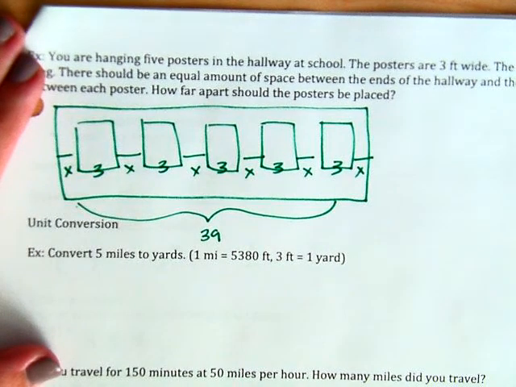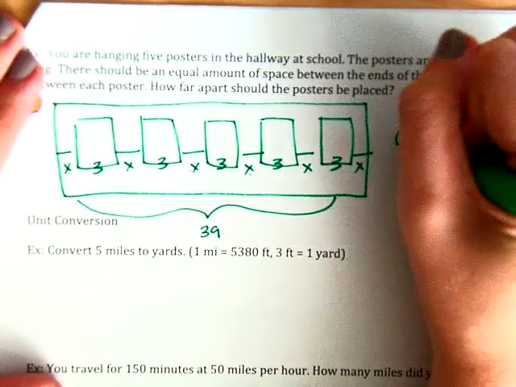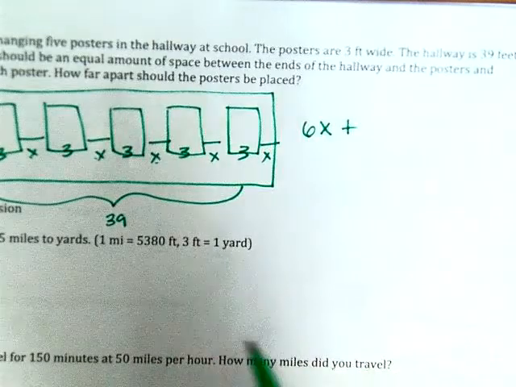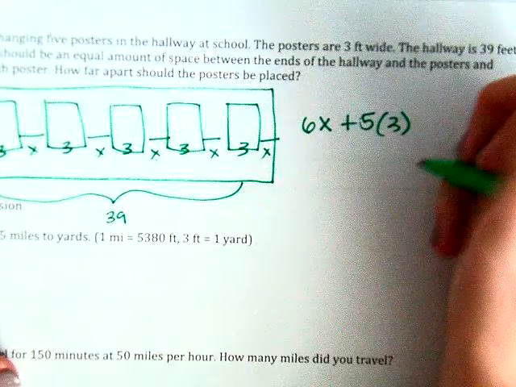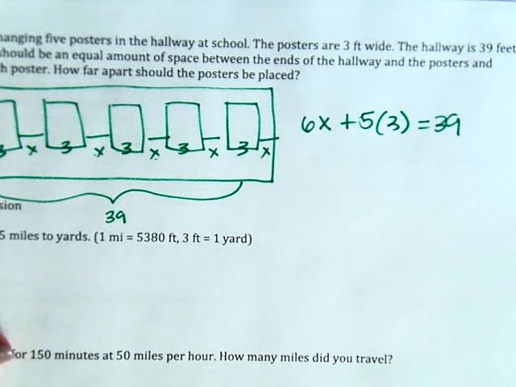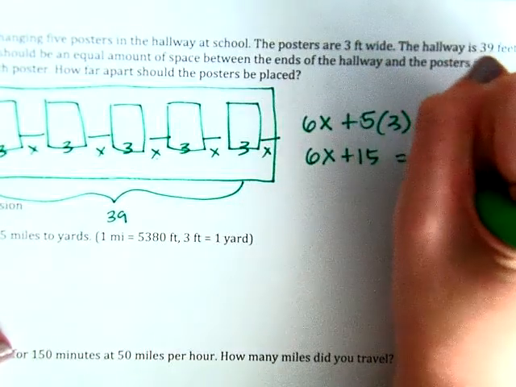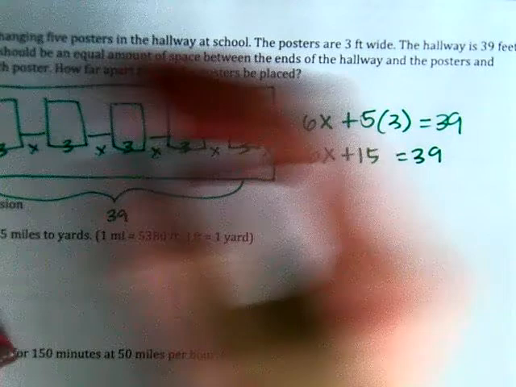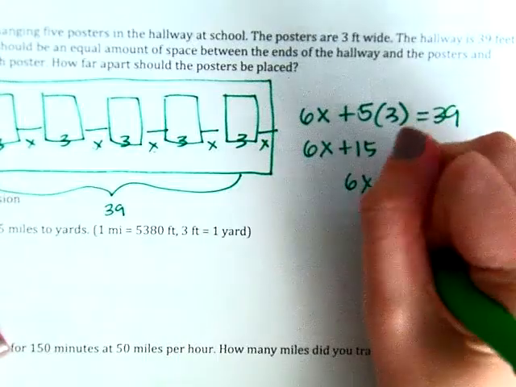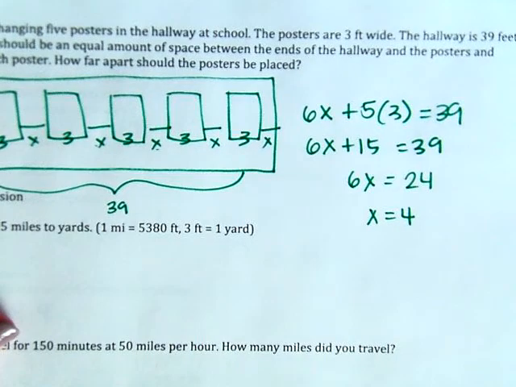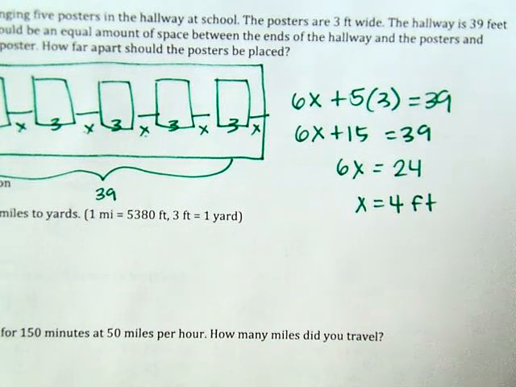So, now we write an equation. How many x's we got? 1, 2, 3, 4, 5, 6. So we got 6x plus, how many posters? 5 posters that are each 3 feet long equals my wall, which is 39. So I got 6x plus 15 equals 39. 6x equals 24. And x equals 4. So the space between the posters is 4 feet.